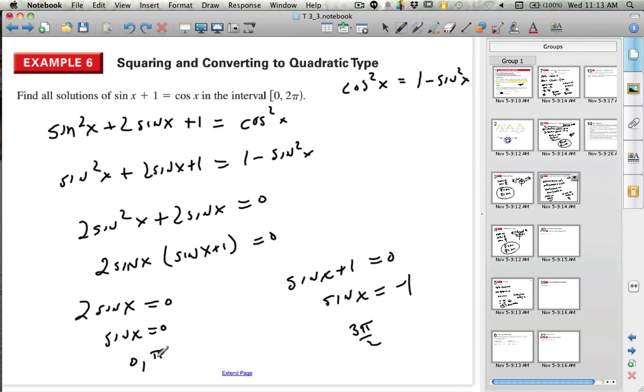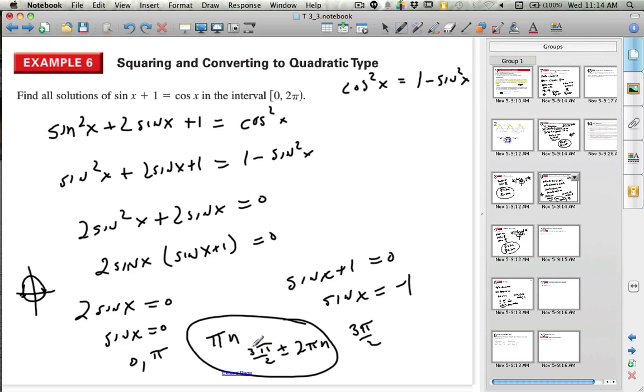So I'll have each of these right over here, because it's then every pi. This is pi times n. I don't have to do the plus or minus, because every time we go around the circle, pi times 0 is here, pi times 1, pi times 2, pi times 3, pi times 4, pi times 5, we'll hit those spots. So this is part of the solution. And then we'll have 3 pi over 2 plus or minus 2 pi n. These are our solutions.